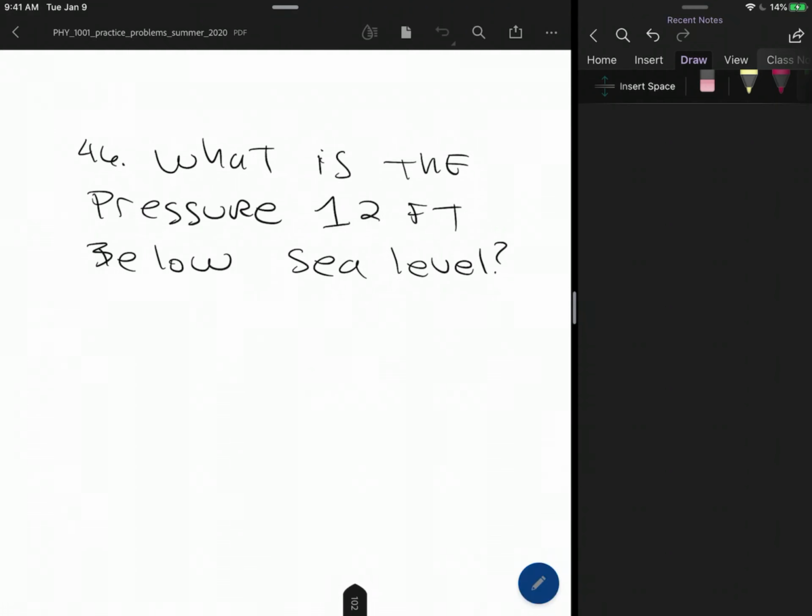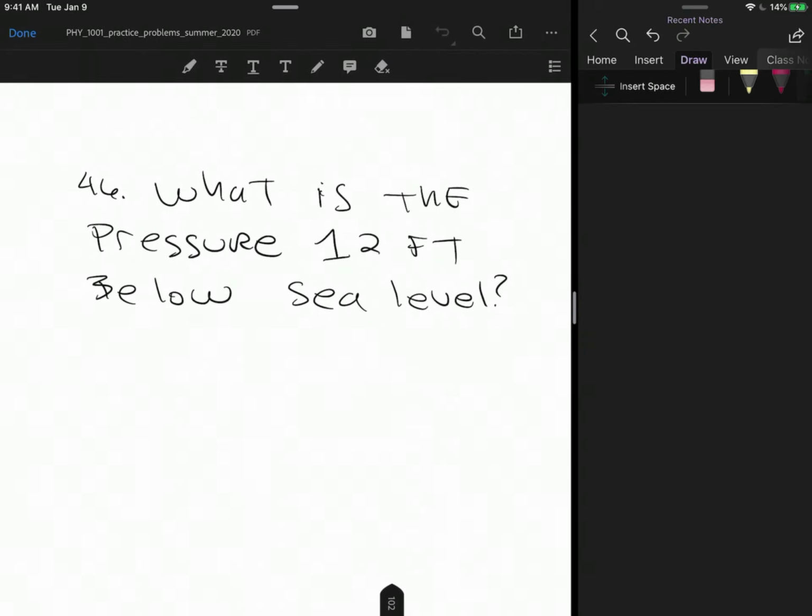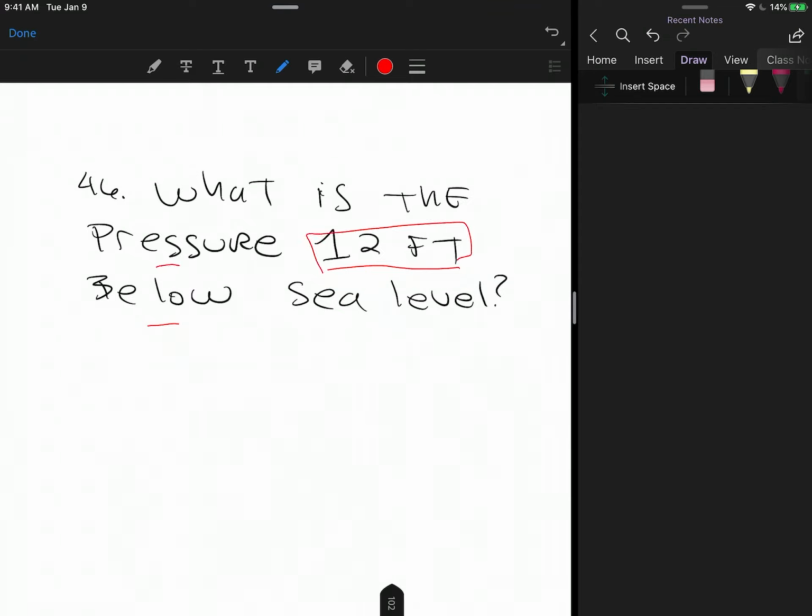Everybody, this is going to be our first word problem for chapter 13. Here we were asked, what is the pressure 12 feet below sea level? We're only given one number here, 12 feet, and we're trying to find the pressure at the bottom. So go ahead and pause, try to solve it yourself, and then once you're ready, go ahead and unpause.